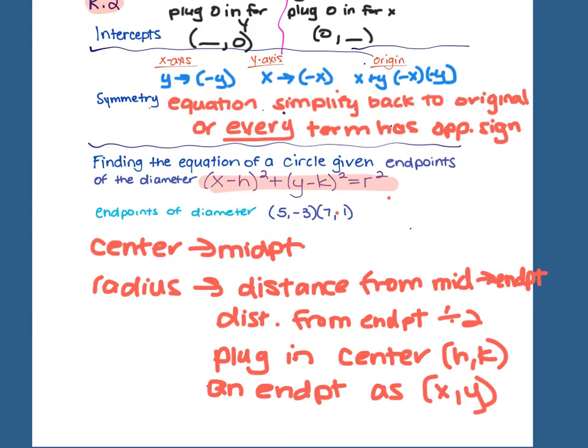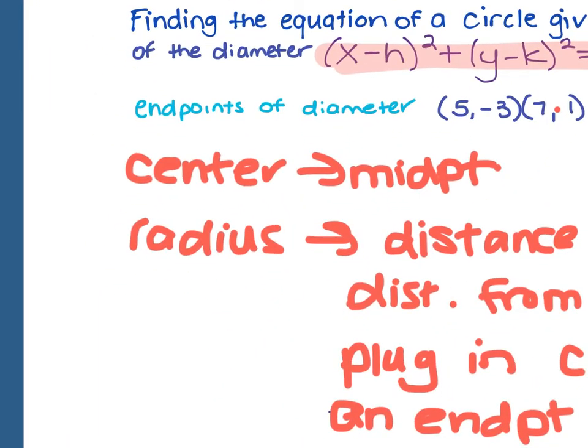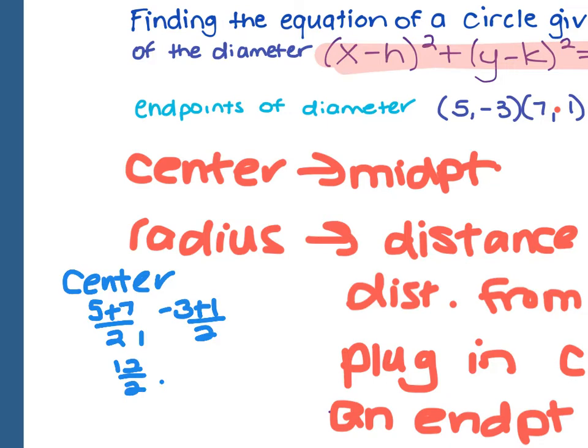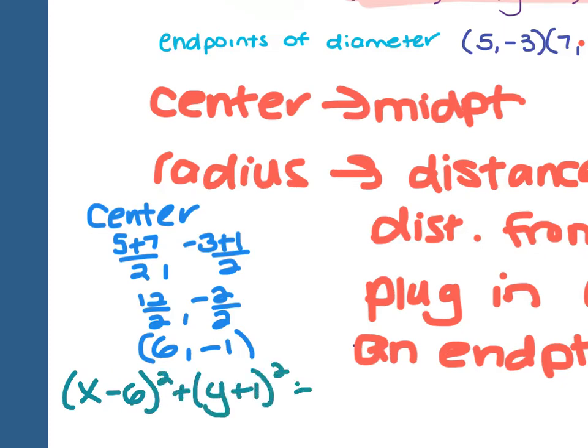So with the example that's there, the endpoints of the diameter being 5, -3, and 7, 1, you'd start by finding the center. Use the midpoint, 5 plus 7 over 2, and -3 plus 1 over 2, 12 over 2, -2 over 2, and you get 6, -1. So that's your h and k. So you can start to build your equation. x minus h squared plus y minus a -1 becomes plus 1 squared, and then you've got to find your radius.